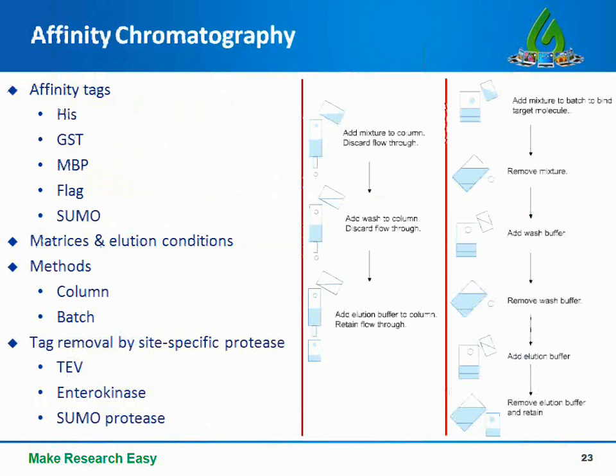Affinity chromatography is probably the most commonly used protein purification method. To use an affinity column, proteins need to be expressed with one or sometimes two affinity tags. The commonly used affinity tags include polyhis, 6xHis, GST, MBP, FLAG, and SUMO tag. Each tag has its corresponding matrices and elution conditions. For example, the matrix for his-tagged protein would be Ni-NTA resin, and the elution buffer would be 10 to 250 millimolar imidazole. And the GST-tagged protein can be purified through glutathione agarose and eluted with reduced glutathione.